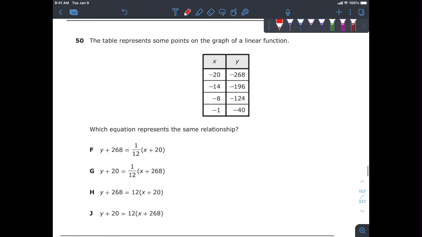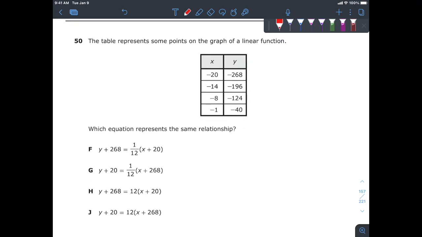Number 50. The table represents some points on the graph of a linear function. Which equation represents the same exact relationship? So, first thing I'm going to do is I'm going to go ahead and calculate my slope. I'm going to use the easiest points they have.